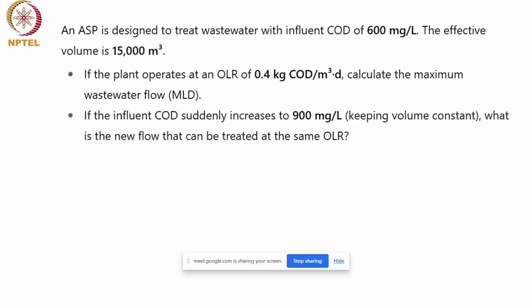Okay, so the next problem is: an ASP is designed to treat wastewater with influent COD of 600 mg per liter. The effective volume is 15,000 meter cube. If the plant operates at the OLR of 0.4 kg of COD per meter cube per day, calculate the maximum wastewater flow. And then if the influent COD is suddenly increased to 900 mg per liter, keeping the volume constant, what is the new flow that can be treated at the same OLR? It is similar to the first problem.